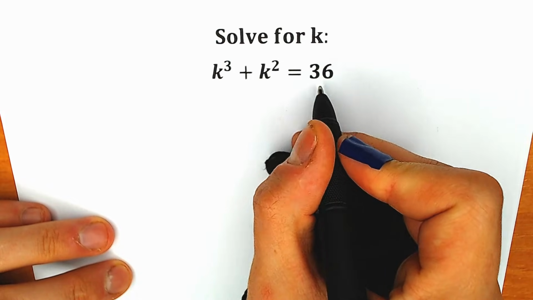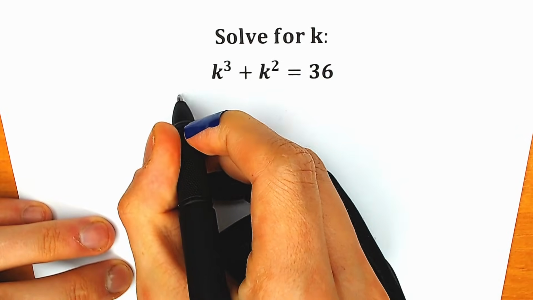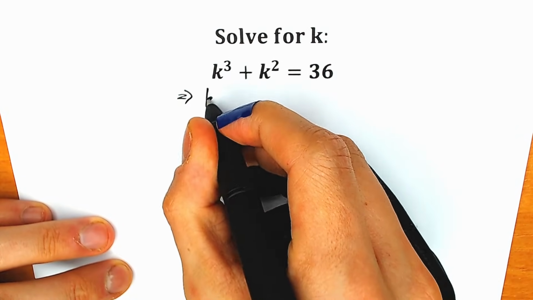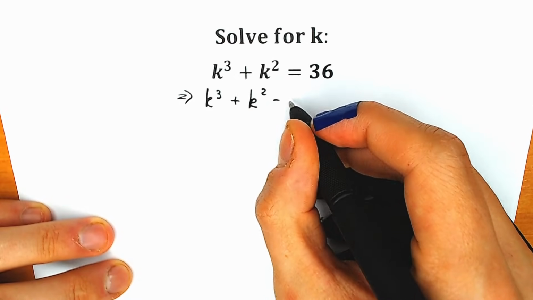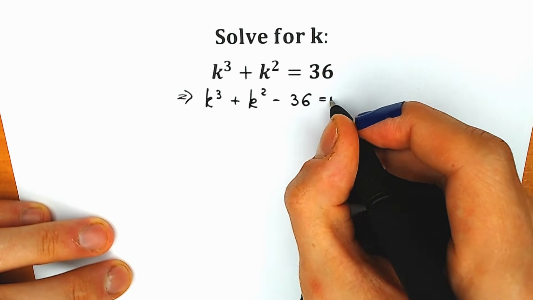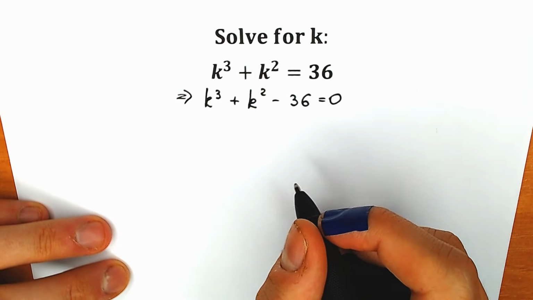Okay, so first of all, let's move the 36 to the left side. So we have k cube plus k square minus 36 equal to 0. Okay, this is our first step.